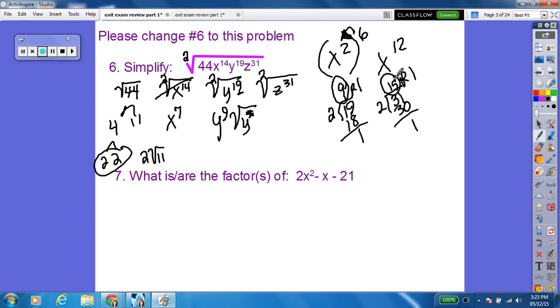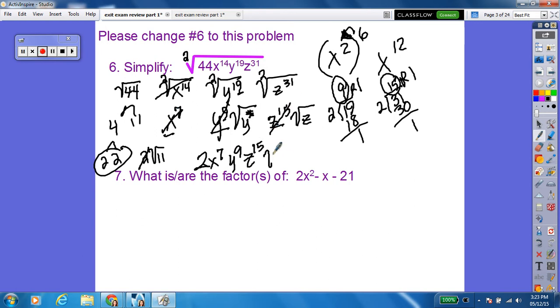So 15 exponent come out and the 1 staying in. So this would be z to the 15 and then z to the 1. So what we're going to do now is put all of these together, starting with the 2 and then everything else that's outside our square root. So we have the 2 and x to the 7 and y to the 9 and z to the 15.